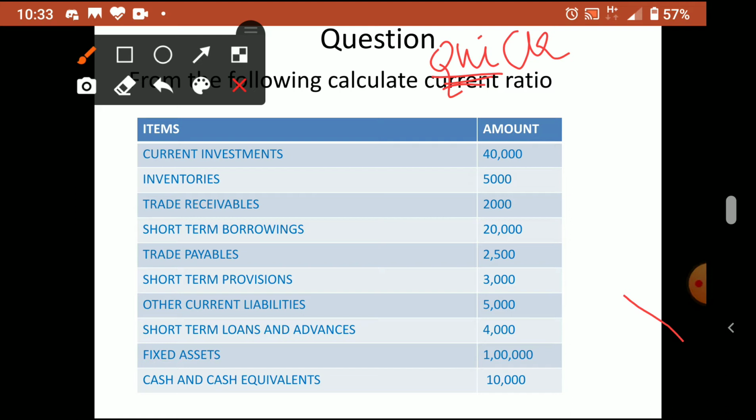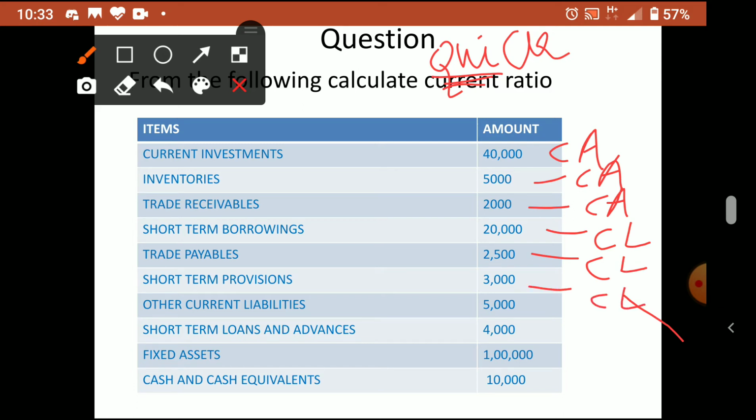Now we will go through this item. Current investments are current assets. Inventories are current assets. Trade receivables also current assets. Short term borrowing, current liabilities. Trade payables, current liabilities. Short-term provisions, current liabilities. Other current liabilities. Then short-term loans and advances, current asset. Fixed assets are not current, so we can remove it. No need to take. Cash and cash equivalents, current assets. So these are the classifications we identified. All current assets we mark, and the current liabilities we mark.